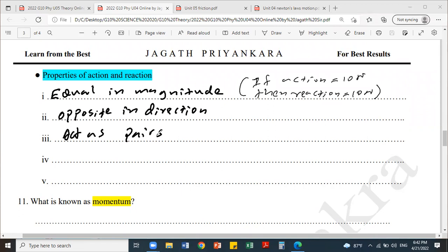Then action acts on one object and reaction acts on the other object. They don't act on the same object. If action acts on one object, reaction will act on the other object. Action on water, reaction on the body, something like that. So both will not act on the same object.